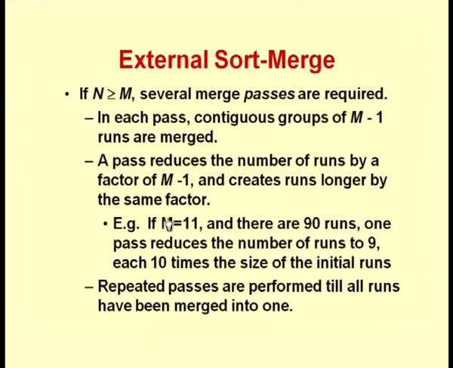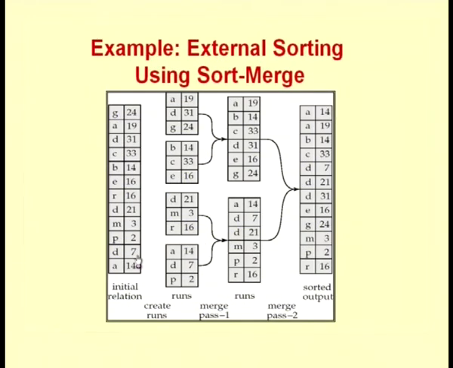Let us take an example here. Here you have the initial relation. After you have done the run creation, you have A, D, G, then B, C, E, then D, M, R, and then A, D, P. These are the 4 runs you have got.